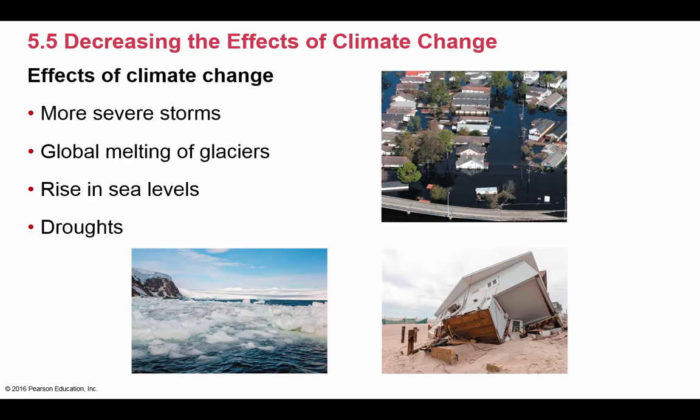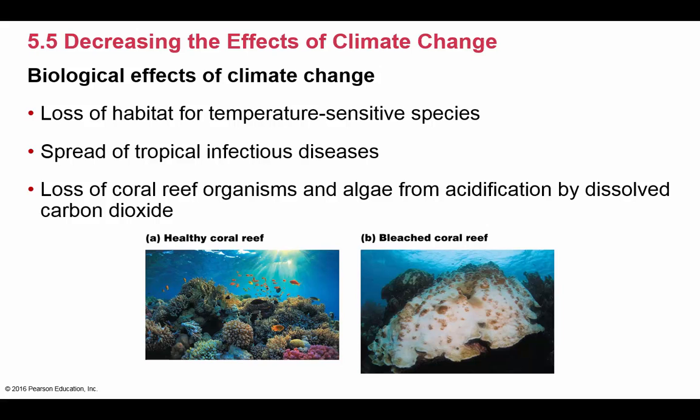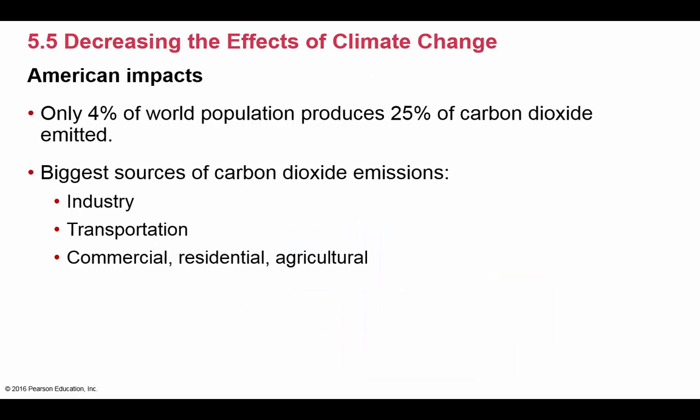So what are some of the effects of climate change? Well, again, we've already mentioned severe storms. We think that's contributed to by the melting of the glaciers, which is rising sea levels. We're also seeing an increase in the amount of droughts because of the higher temperatures. Some of the biological effects that we're seeing: loss of habitat for species that are temperature specific. We're seeing infectious diseases spread to certain areas. We're also seeing a loss in coral reefs and algae, which you may not realize but play a really big role in carbon dioxide. And so definitely seeing some effects here.